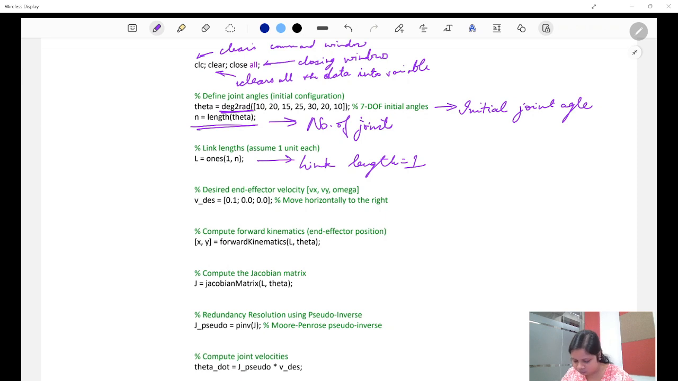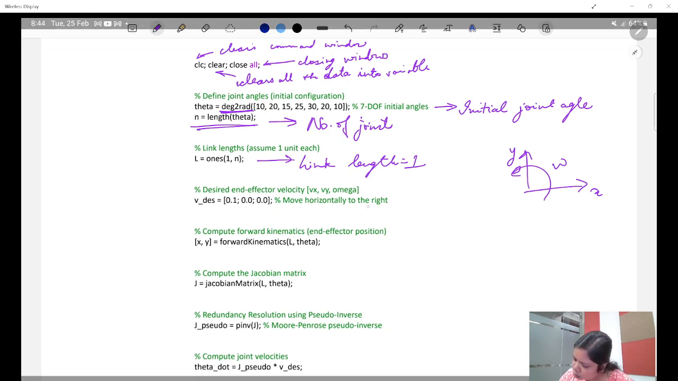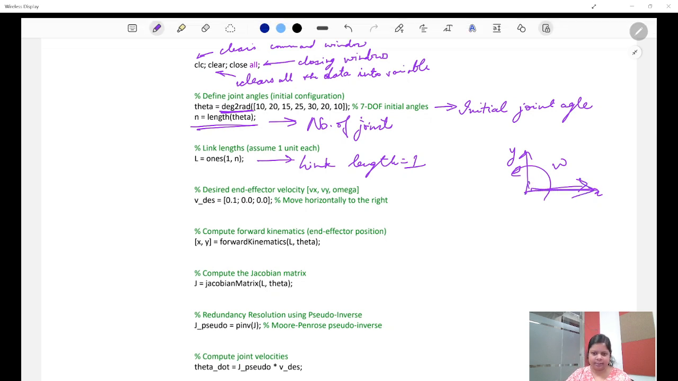Okay. Now after this, this is your desired end effector velocity. So let's say we want to move horizontally to the right, because we have vx, vy. So let's say we have x here, y here, and omega. We want to move horizontally to the right. That means we want some velocity in x, right? So that is why the desired velocity is like this. Now we only have velocity in the x direction.